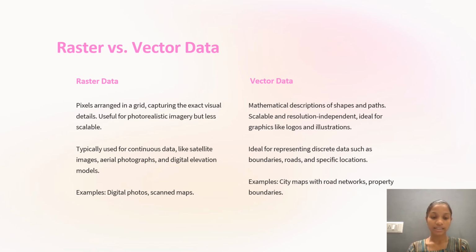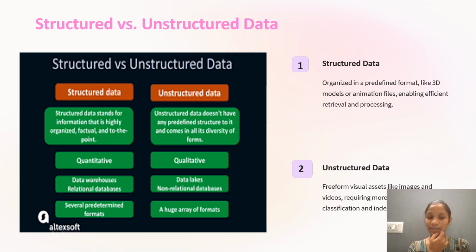An example for raster data is digital photos and scanned maps, and an example for vector data is city maps with road networks and property boundaries. So basically, raster data is arranged in pixels and vector data is described using mathematical equations, shapes, and paths. Next, the other two types of data are structured and unstructured data.